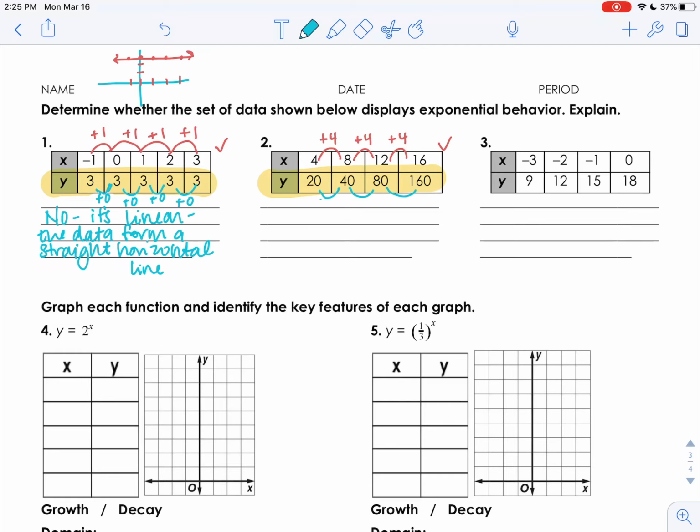So could I get from one to the other by multiplication? Well, 20 times 2 is 40, and 40 times 2 is 80, and 80 times 2 is 160. So yes, this works, and each time we're multiplying, so we have a common factor. So yes, this is exponential.